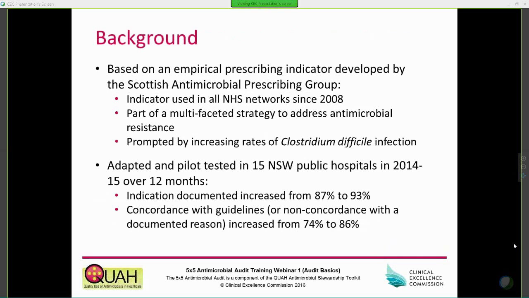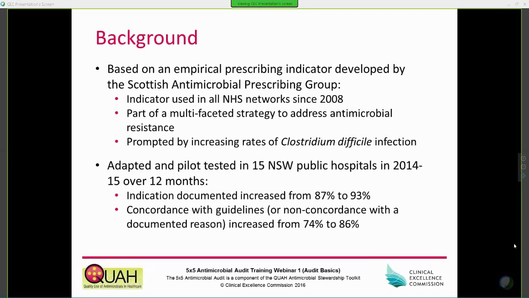So to give you a bit of background, the 5x5 antimicrobial audit is based on an empirical prescribing indicator for hospitals that was developed by the Scottish Antimicrobial Prescribing Group. So they recognised the need to introduce a regular quality improvement indicator in addition to intermittent point prevalence surveys. The indicator has been used in all Scottish NHS networks since 2008 and was part of a multifaceted strategy to address antimicrobial resistance. It was also prompted by increasing rates of Clostridium difficile infection.